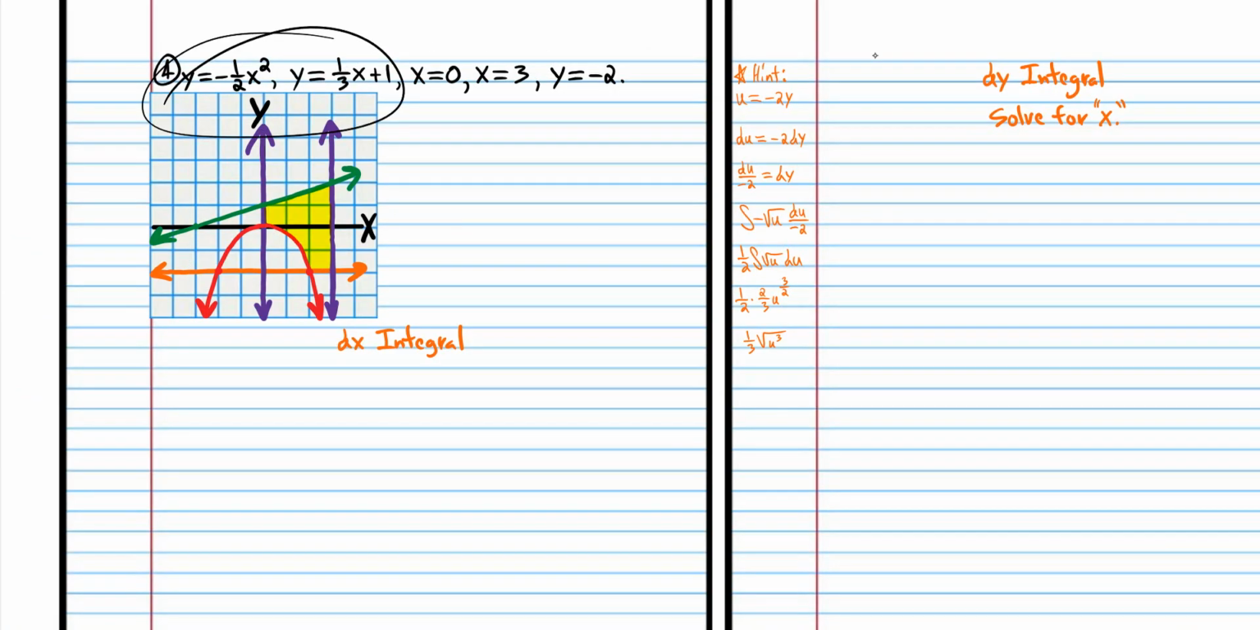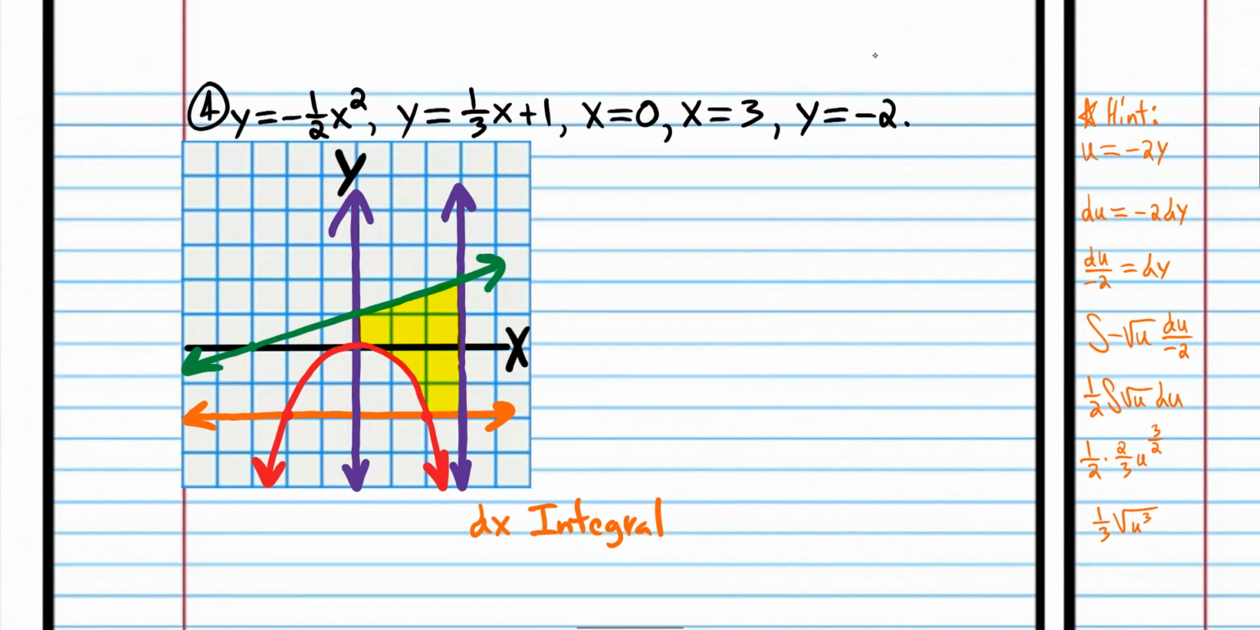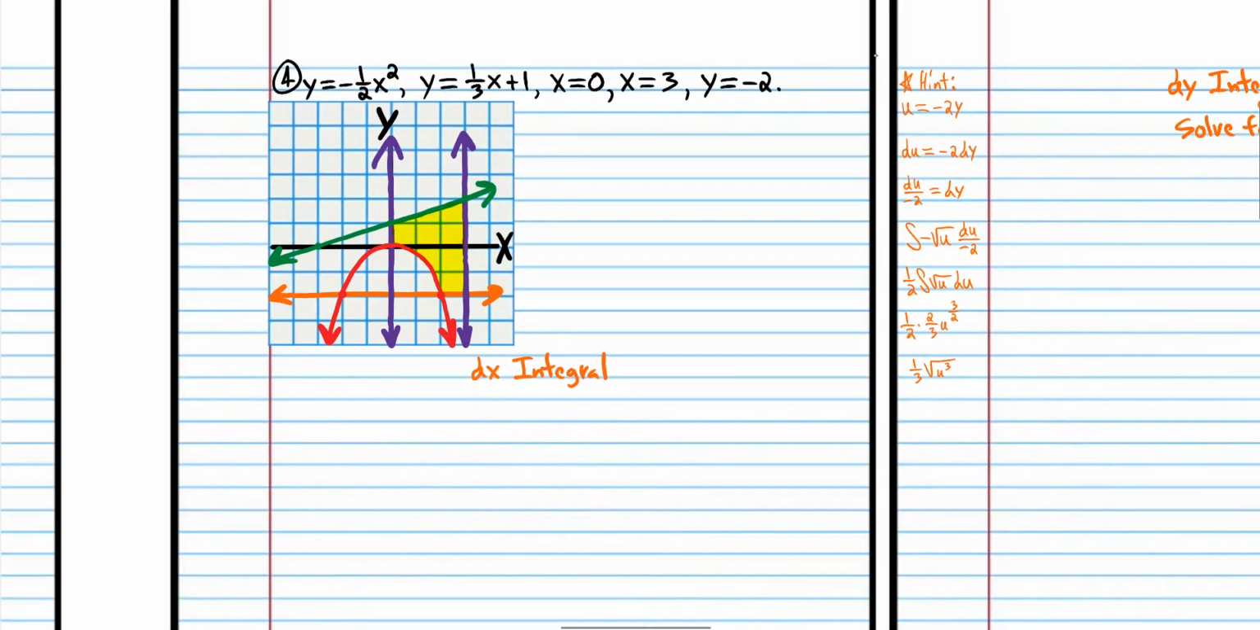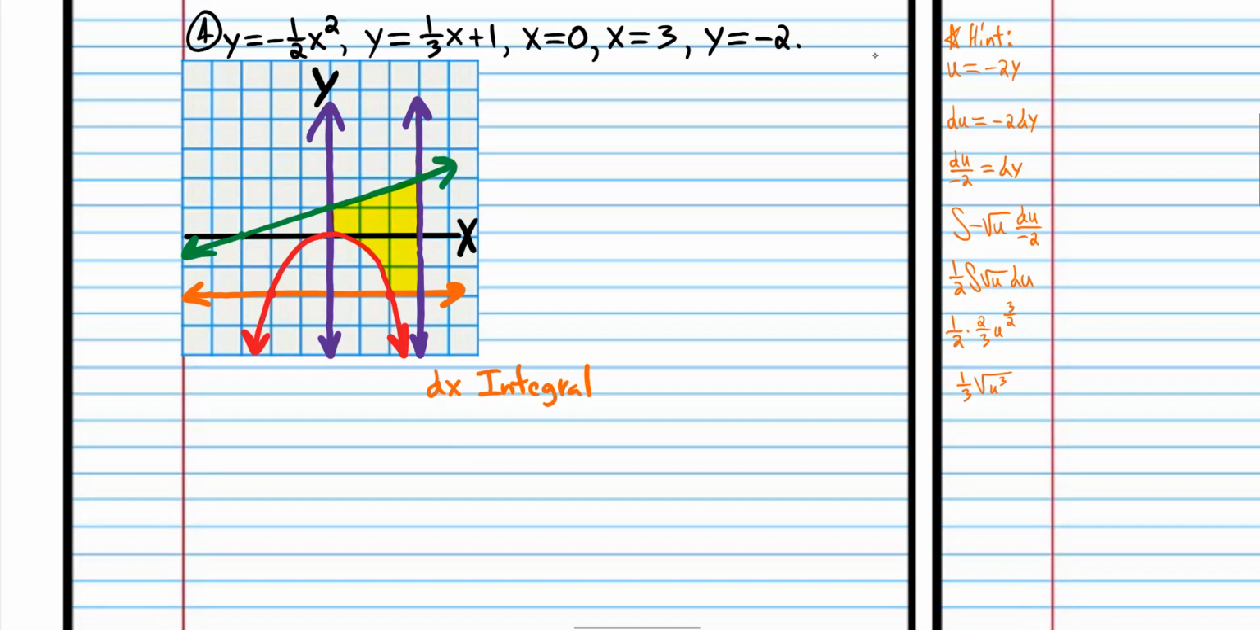Everything is written in terms of x, but y is solved for, so you don't have to do that. What we're going to be doing is integrating from 0 to 2 using the green graph and the red graph, but then we're going to change to the green graph and the orange graph, so we need 2 integrals. So go ahead and try number 4. When you come back, we'll do it together.